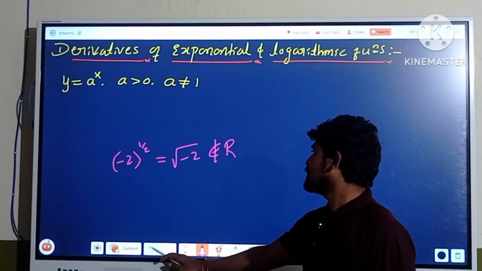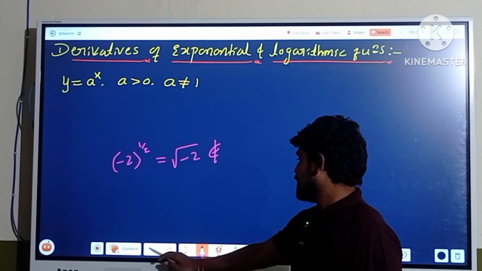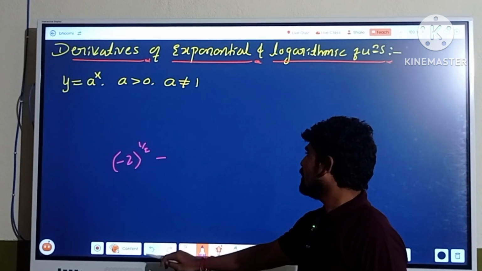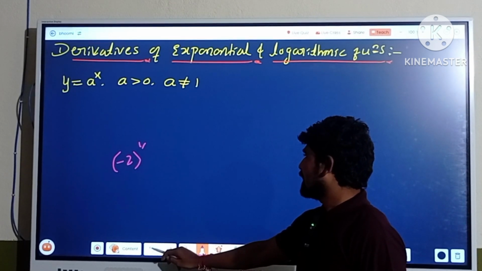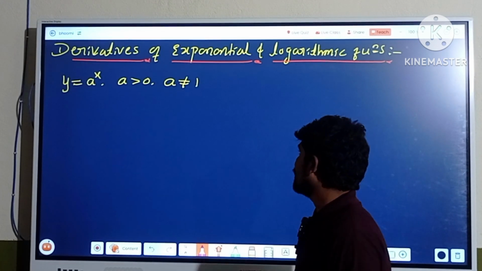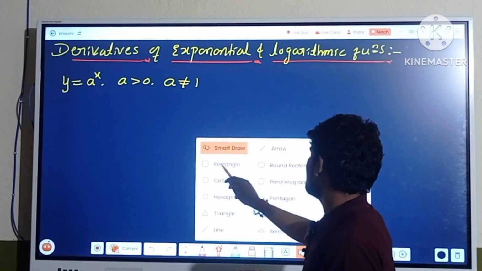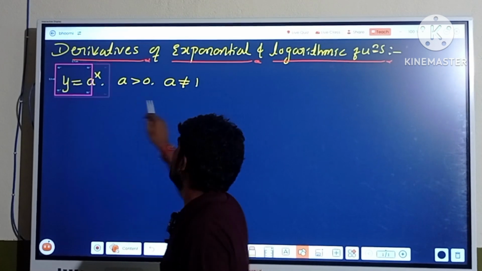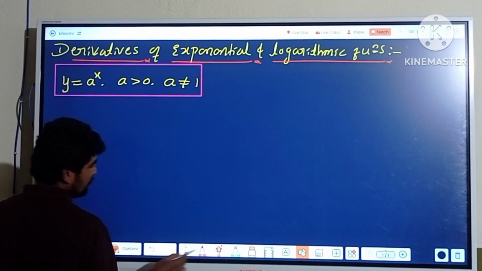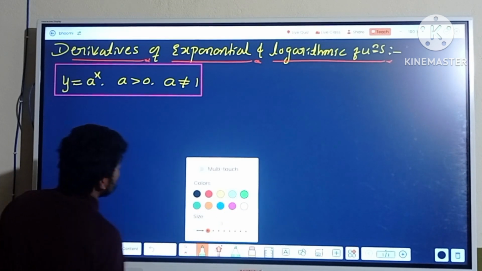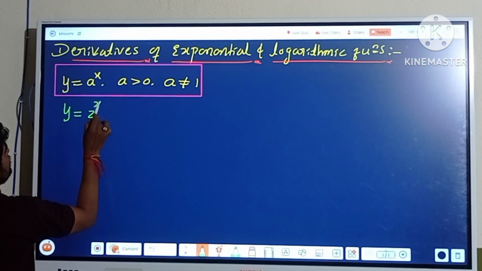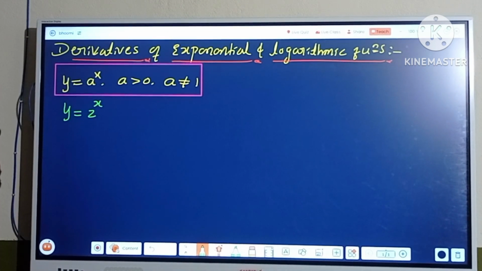I hope all of you understood. So, what is meant by an exponential function? Any function of the form a power x, with the conditions a greater than 0 and a not equal to 1, is called an exponential function. Let us consider one example. Suppose y equals 2 power x is one of the exponential functions.